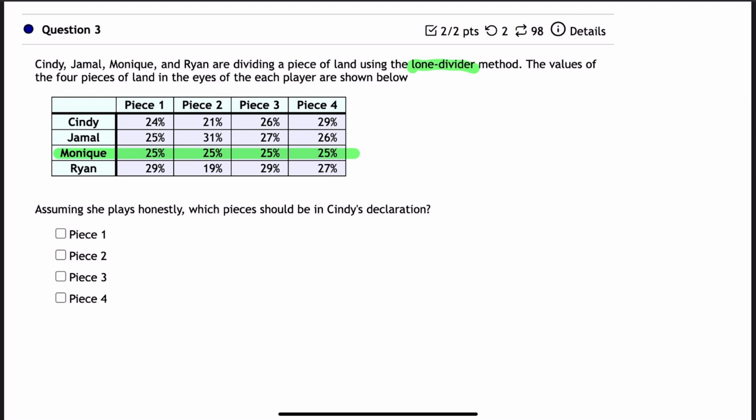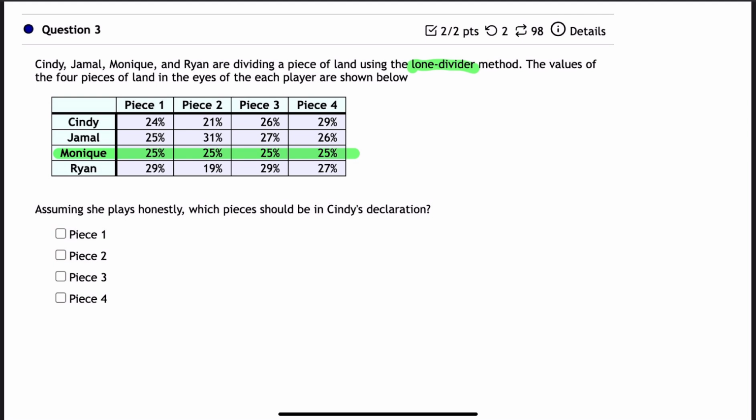And remember that these numbers represent the value that that person views it at. The thing about fair division and fair share is that you're dividing things up to be divided as fairly as possible in the eye of the person who's looking at it. And so in this case, Monique values all of them equally. But Cindy does not value them equally, neither does Jamal or Ryan. So our job is to now look at how those 3 people value those pieces and decide who gets what.